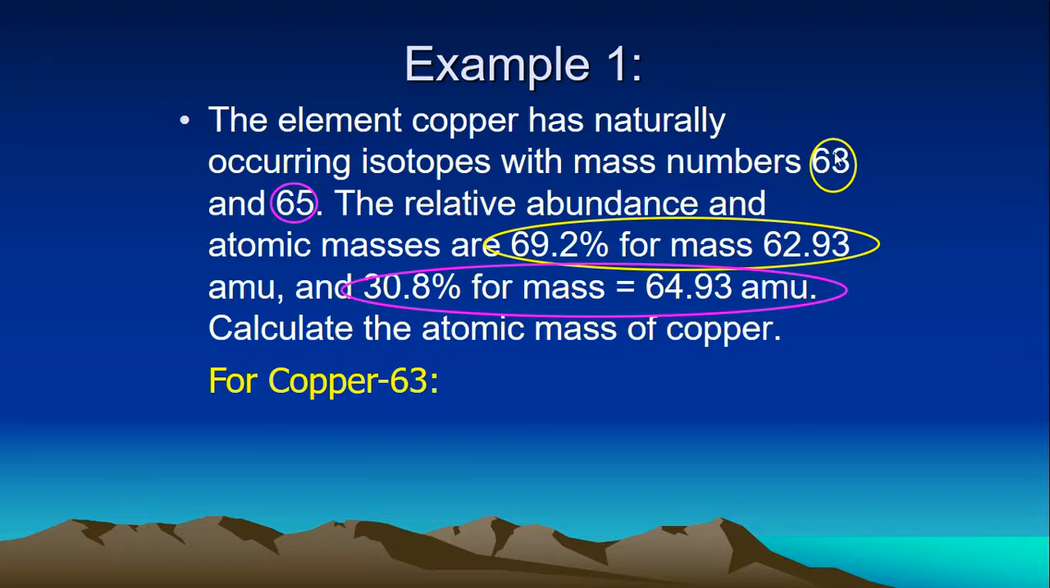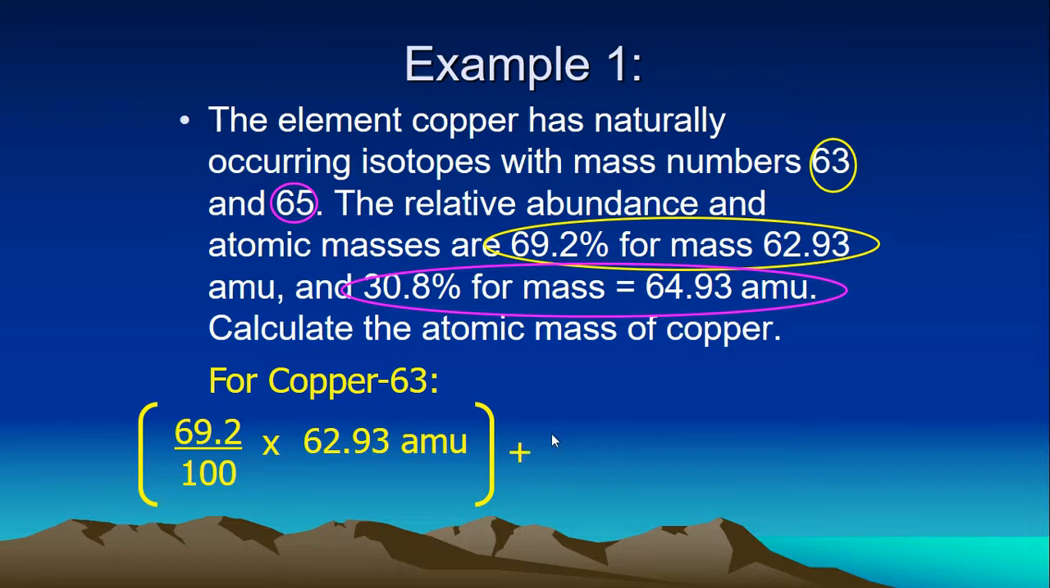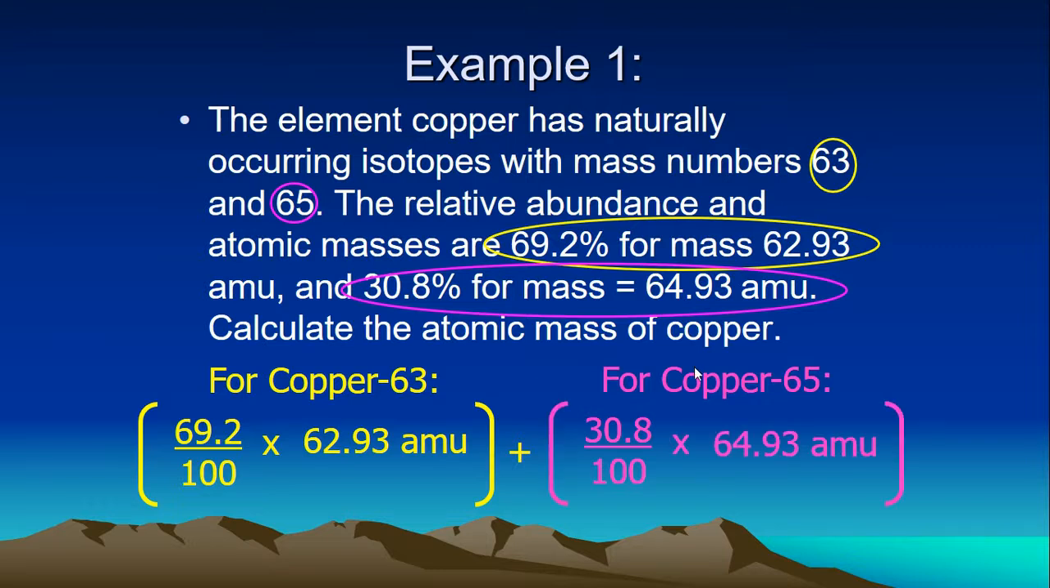So we're going to start by looking at this one. We're going to do the percentage over 100 times its mass, 62.93. That's copper 63, plus this percentage over 100 times 64.93. You enter this into your calculator and you're going to get 63.546. You should all pause what you're doing right now and enter it into your calculator. There tends to be a lot of mistakes that are made with calculator entry. You can also check your answer on the periodic table.